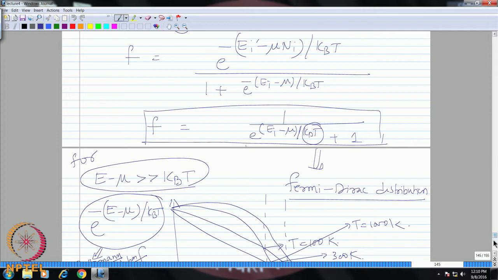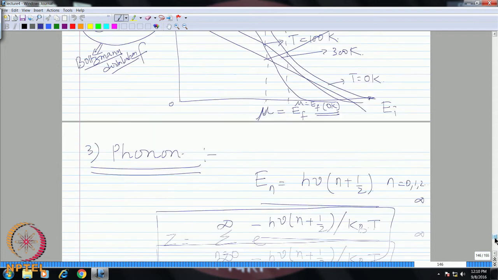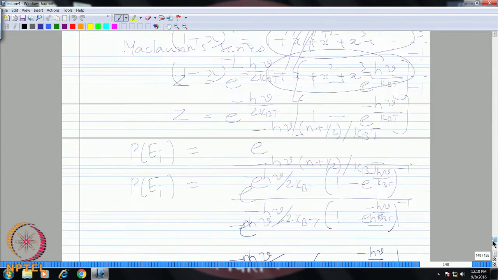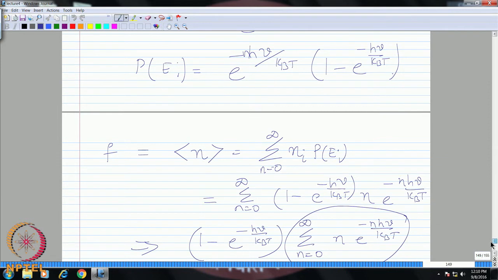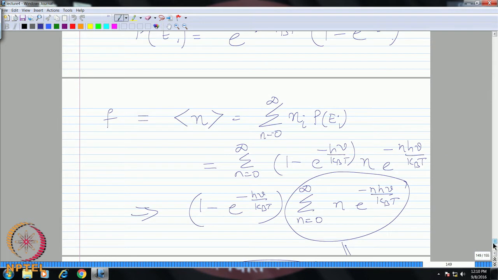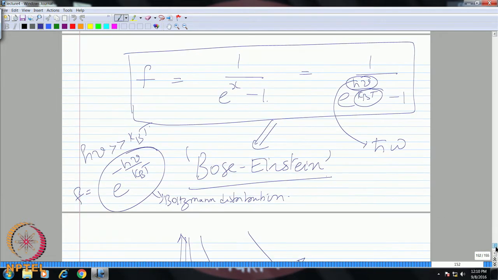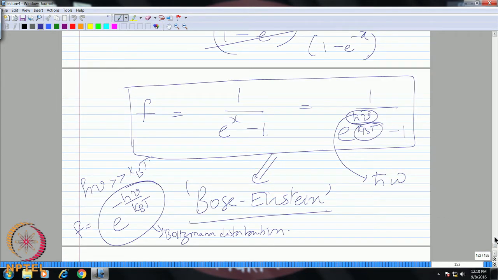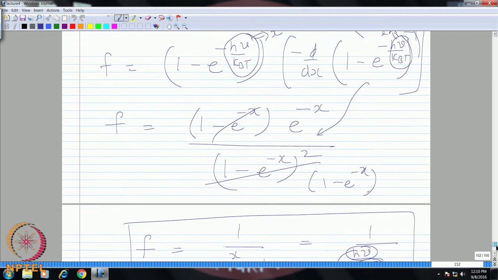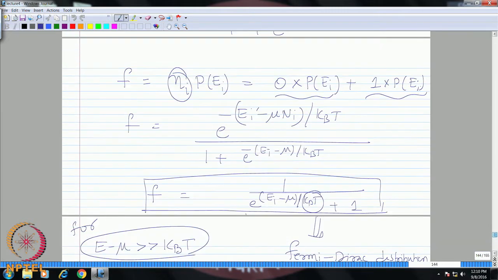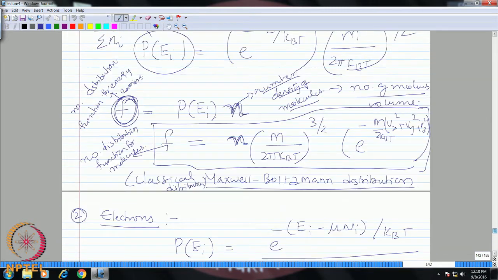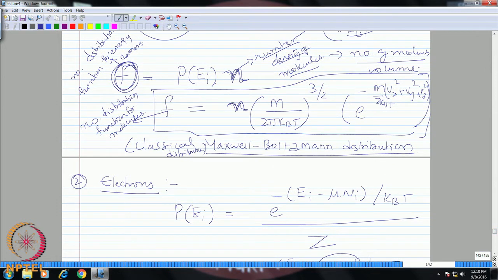the Fermi-Dirac distribution function, and similarly the phonons and photons. Photons, it is just a parallel extension of what we did for phonons. So, they also fall under what we call as the Bose-Einstein distribution function. The molecules, on the other hand, fall under the classical distribution function, which is referred to as the Maxwell-Boltzmann distribution.